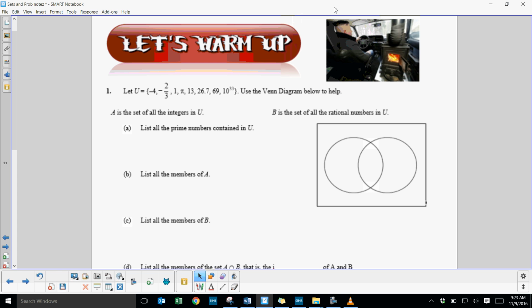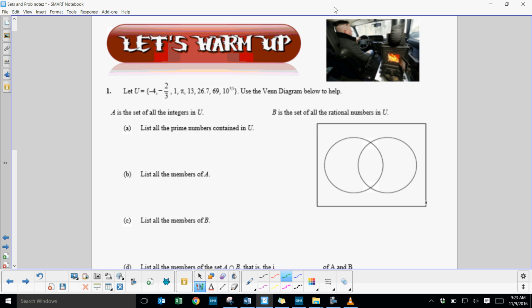Okay, so before we start the lesson, of course, we do a little warm-up on number sets. And we have a Venn diagram on the side to help maybe connect the idea of number sets to Venn diagrams early on. So the first question is, let U equal that set, and you can use a Venn diagram to help. A is a set of integers in U.